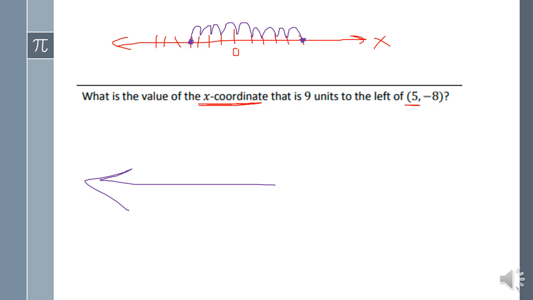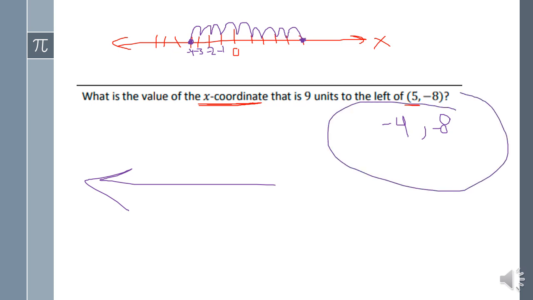Now keep in mind, just because I moved 9 units to the left does not mean that my 5 is now 9. It is not 9. Now granted, my y is going to stay y because I didn't move on the y-axis. I just moved the x. So keep it as -8. And then my 5 is now, if we're going by ones, this is -1, -2, -3, and then -4. So my x is -4.